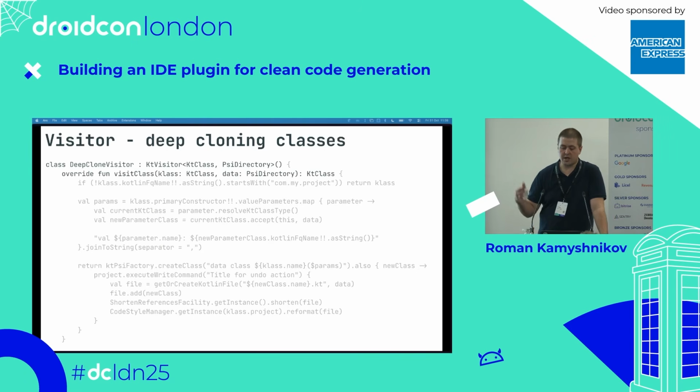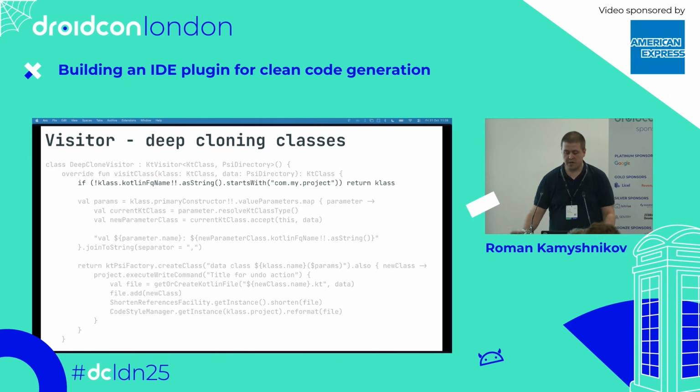So for the API return type, we will be starting this with the data layer class. So that is going to be our input, and the other input, the data that we're passing, is the folder that we have selected, and the return type is going to be either the cloned class or the original class if it doesn't need cloning. And so for the visitor, the only function that we will be overriding here is the visit class one, because we'll be going through classes.